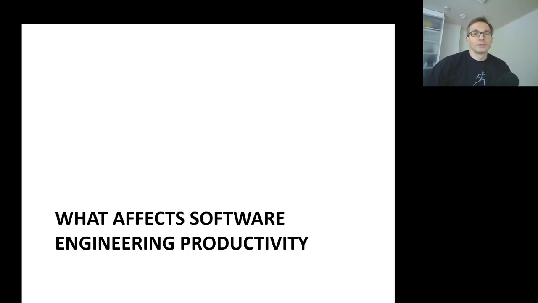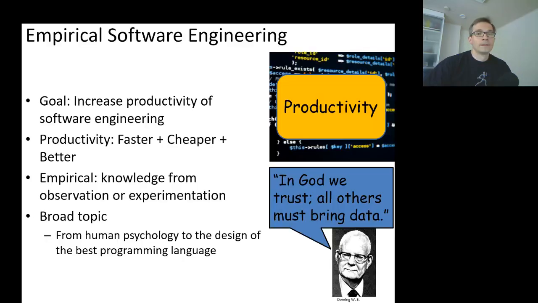Next, we will look at what affects software engineering productivity. So far, we have talked about software engineering. Now, we introduce an additional concept and start talking about empirical software. We have learned that software engineering is about increasing productivity. We understand that this productivity can be understood through concepts of faster, better, and cheaper.